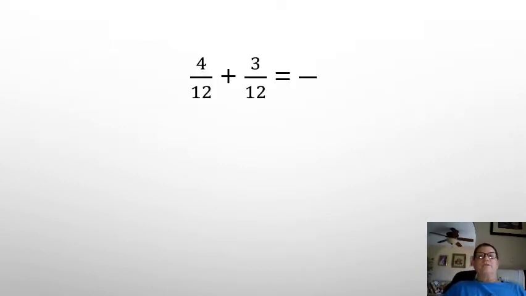Now, this is a standard problem we're used to seeing. We have two fractions, and we add them together. These happen to be like fractions, so we know that the denominator stays the same, and we add the numerator. That's what we're used to seeing.